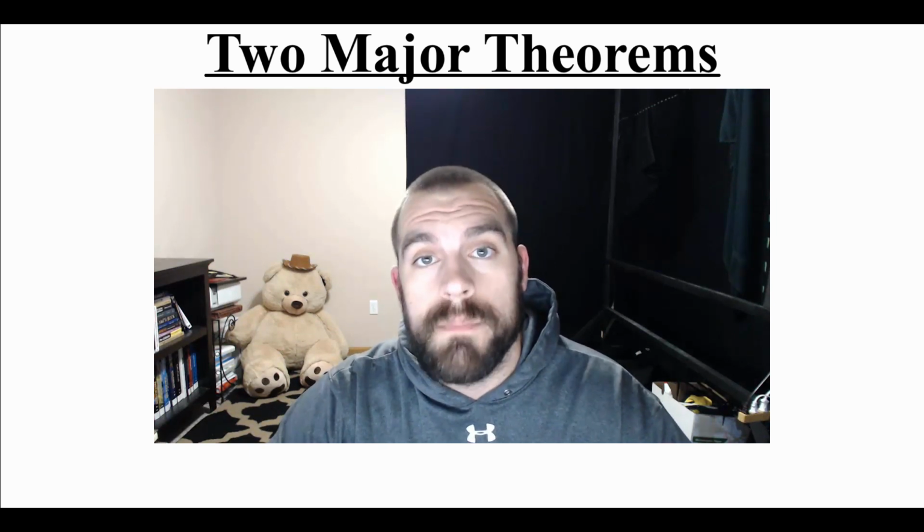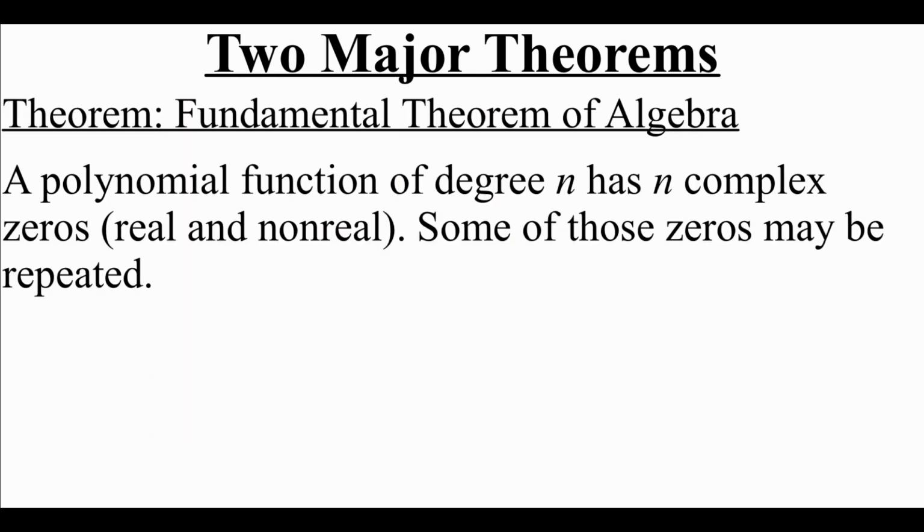In this video we're going to look at two major theorems from algebra. The first major theorem that we're going to take a look at is the fundamental theorem of algebra. It says that if you're dealing with a polynomial function of degree n, then it's going to have n complex zeros. Some of those zeros might be real, some might be non-real, but the number of zeros will always match up with the degree of your function.